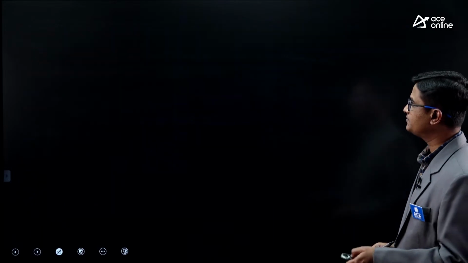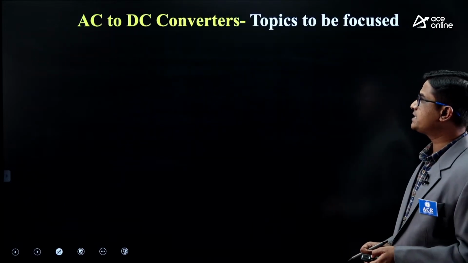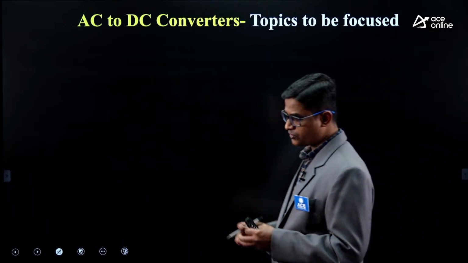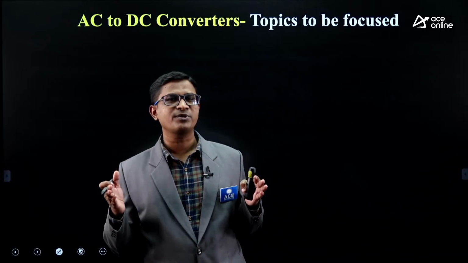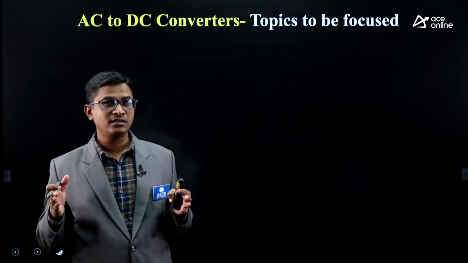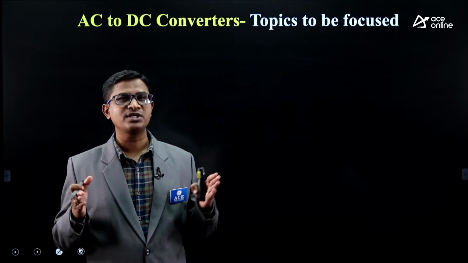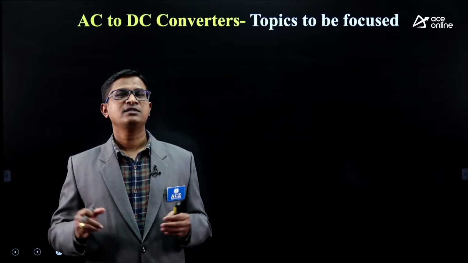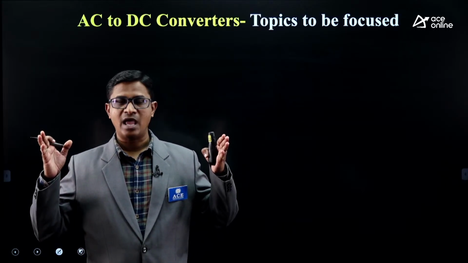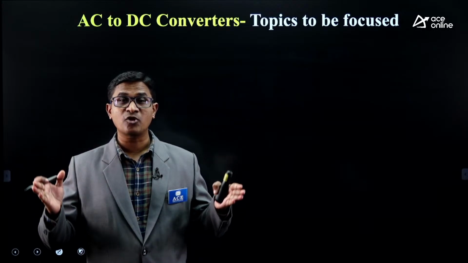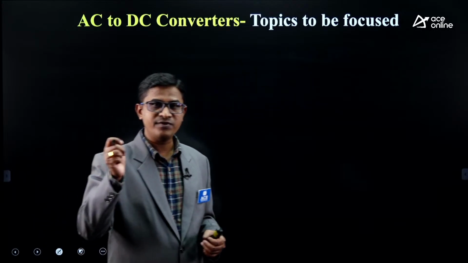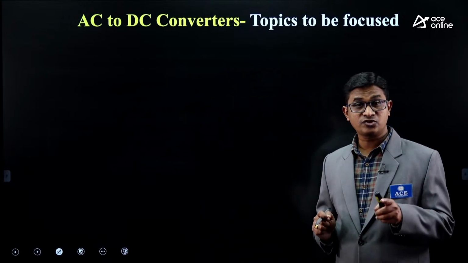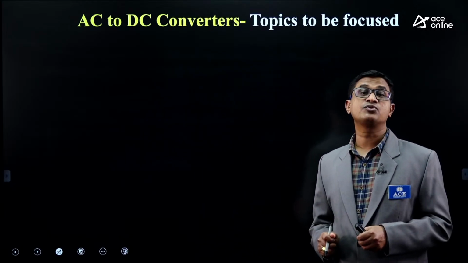Second is AC to DC converters. In power electronics, the second chapter is the AC to DC converters, also known as rectifiers. This topic has a very large number of contents. This is the heaviest topic I can see, and also the weightage of this topic is comparatively good.